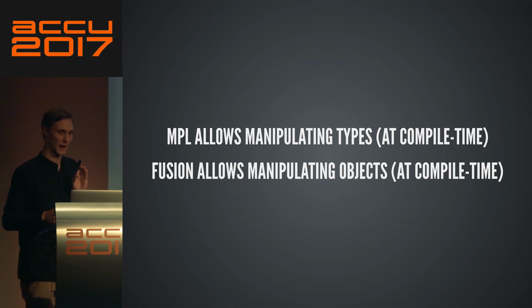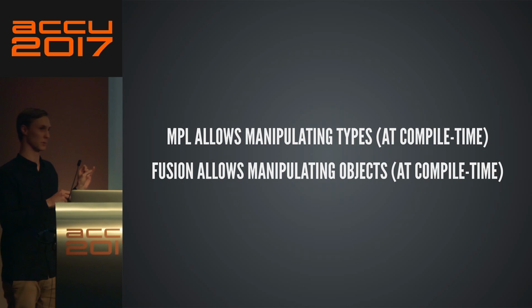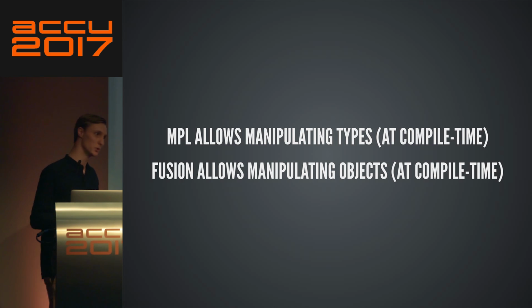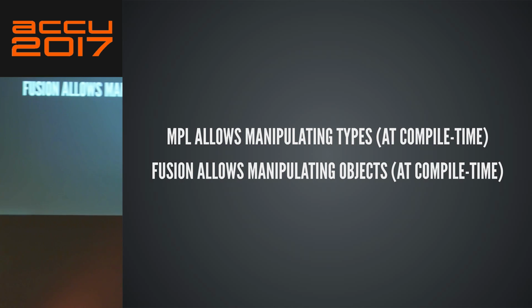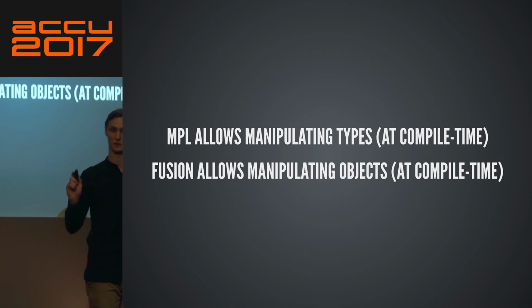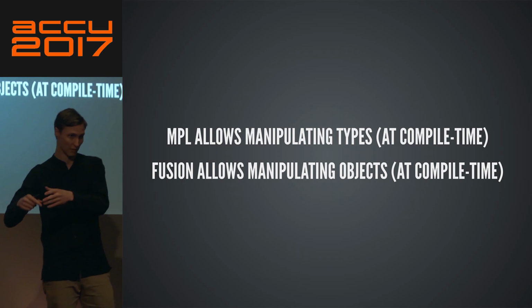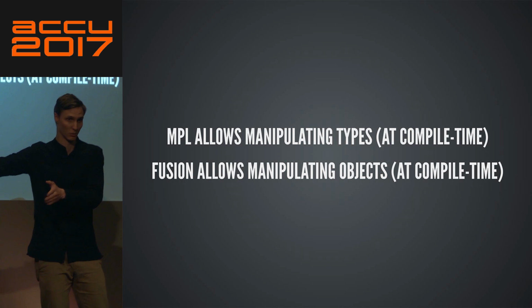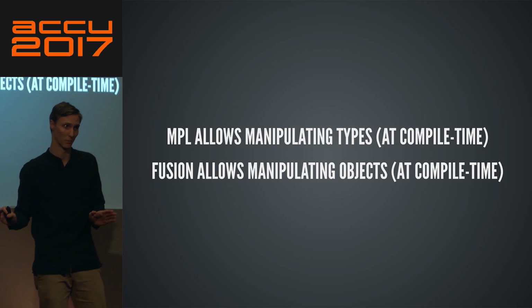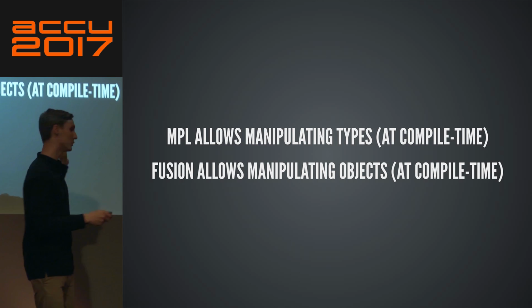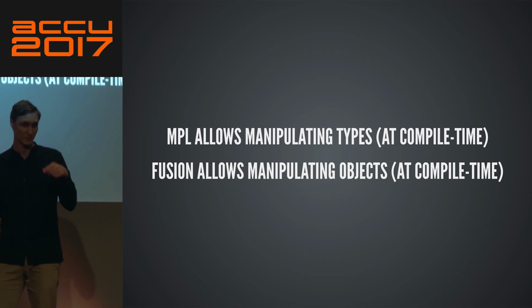And so while MPL allows manipulating types at compile time, Fusion allows manipulating objects at compile time. So in Fusion, for example, you're not going to have a vector of types. You're going to have a vector with actual integers, or maybe you're going to have an int and then a float and then maybe a string, and they're all going to be actual objects. Like you can have a string that has been read from standard input, which doesn't make sense in the MPL world at all, right? But they can have different types. So essentially, a Fusion vector is like a tuple. It's the same as a std tuple.